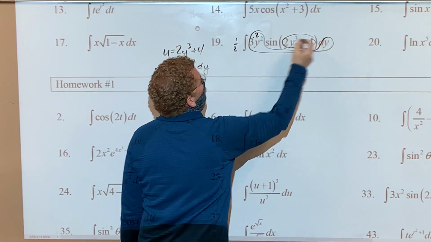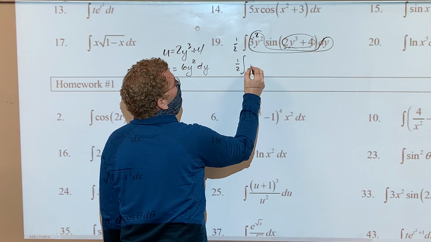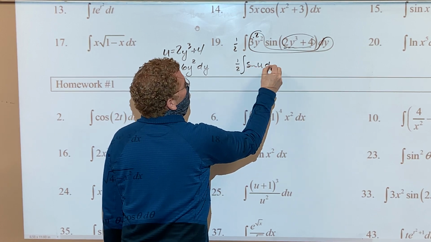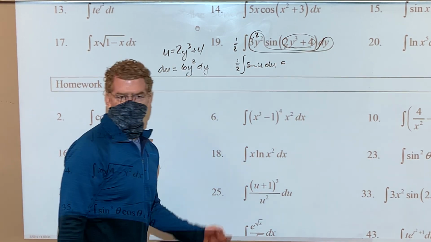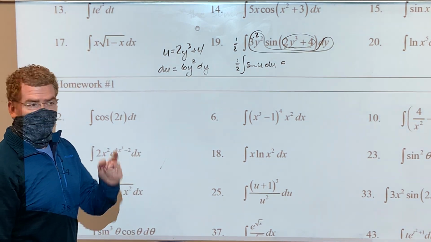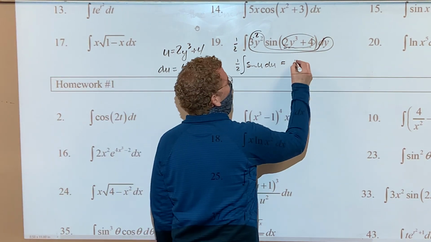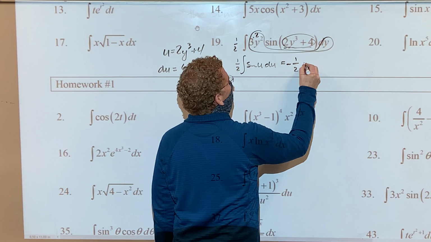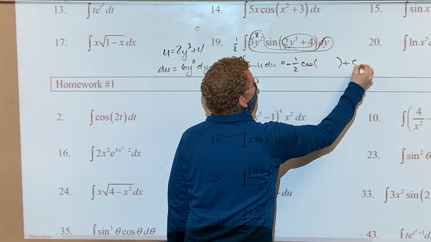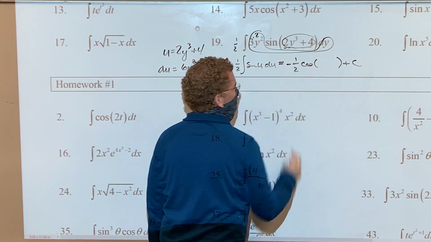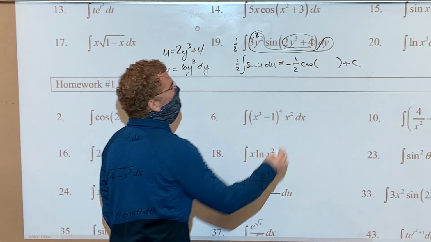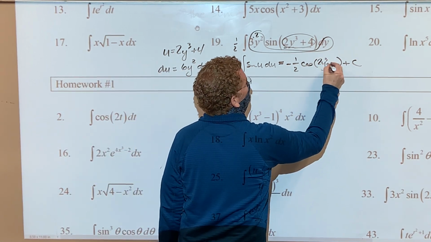There's your u. So that simplifies to 1/2 integral of sine u du. And what's the integral of sine? Negative cosine. So drag the 1/2 over, negate it, cosine u plus c. And then again, your u is 2y cubed plus 4.